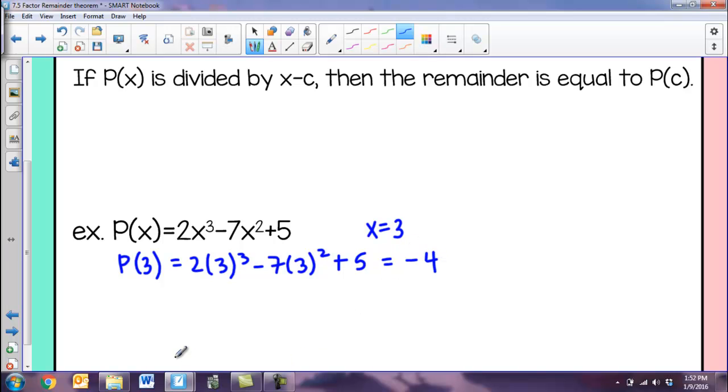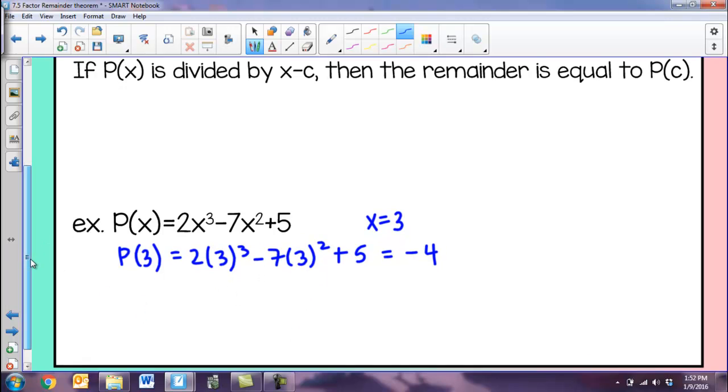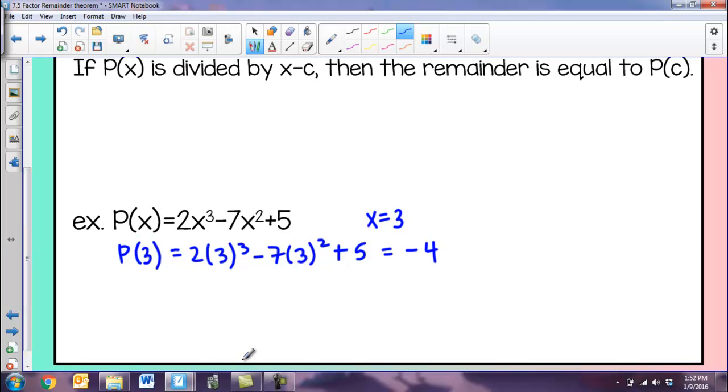Now again, that's going to take a little bit of effort because you're going to have to cube 3 and then times it by 2 and square 3 and so on. If you use synthetic division using that factor, you're going to get the same thing as your remainder. So this is the other way you could have done it.